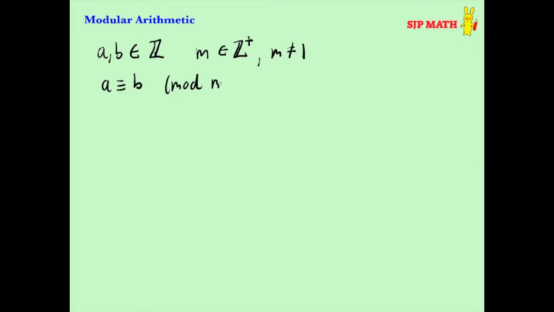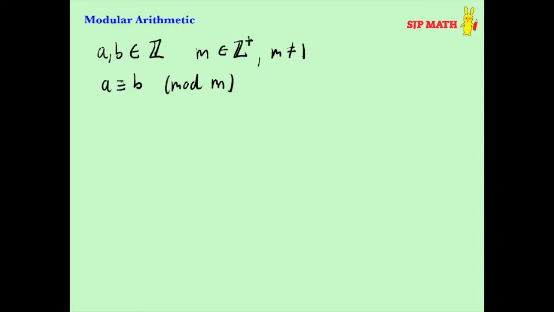So firstly, let's say we have two integers a and b. And let's say we have some positive integer m, where m is not equal to 1, then if a and b have the same remainder when divided by m, then we say that a is congruent to b modulo m.